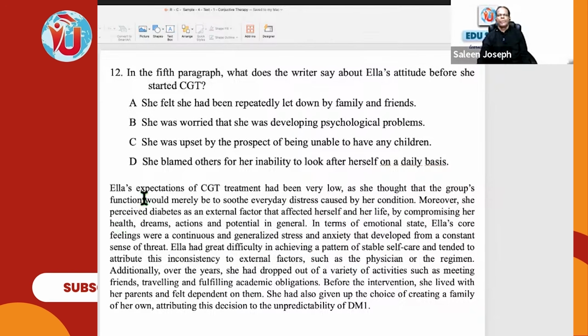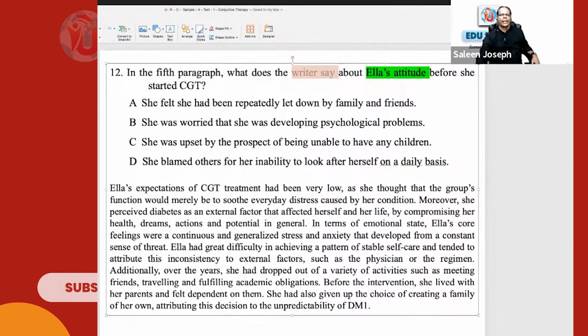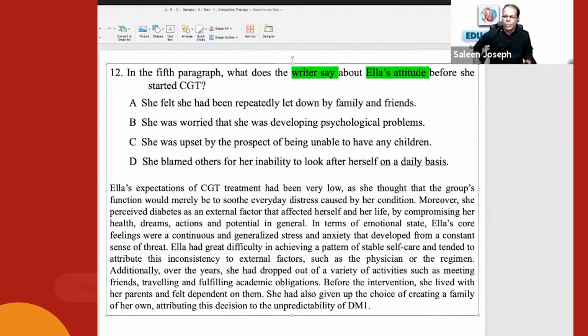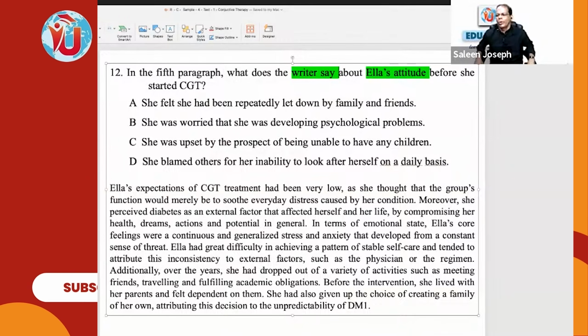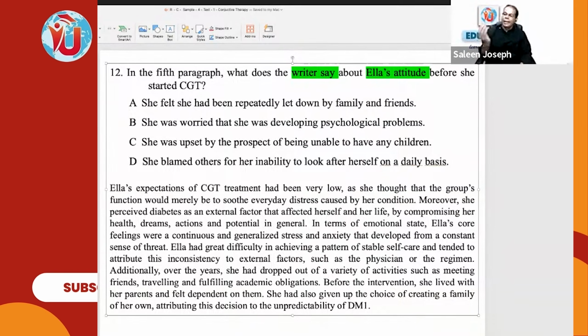Question 12. In the fifth paragraph, what does the writer say about Ella's attitude before she started? The writer says, meaning the writer's opinion about Ella's attitude before she started CGT. What was her attitude before? Until now, we were explaining what happened after. What changes were brought in, her approach was changed, everything was explained. Now they are asking, what was her attitude before she joined the CGT program?